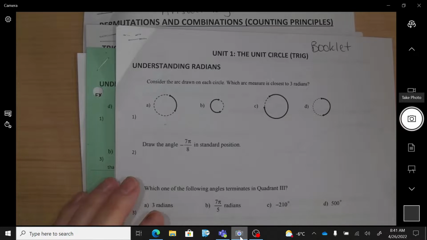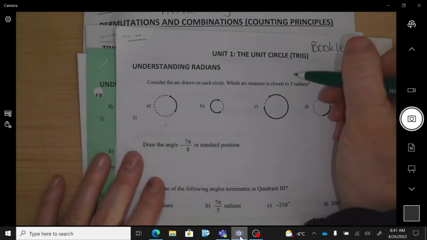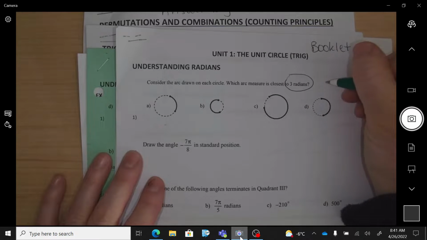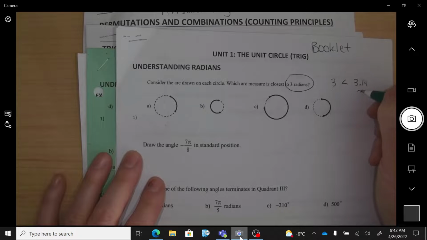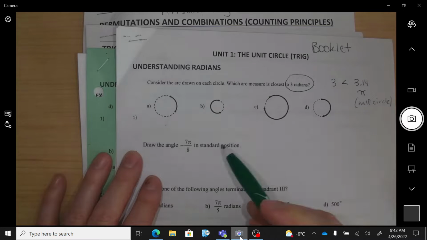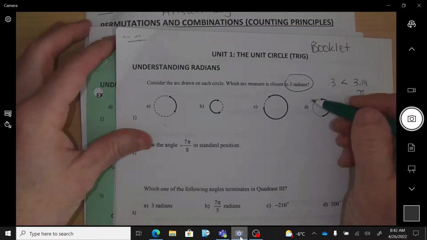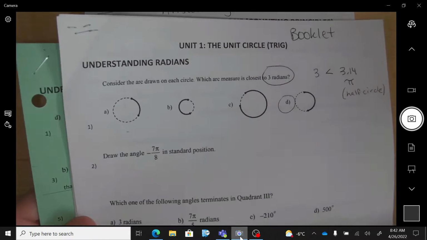Okay, considering an arc, which one is going to measure close to 3 radians? So 3 is just less than 3.14 as a number, which is pi, which is a half circle. So I'm looking for something that is just less than a half a circle, which would be D.